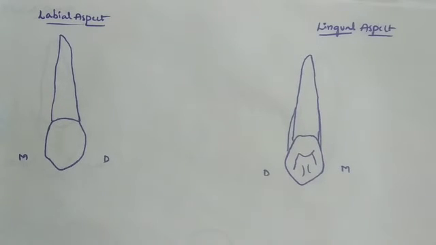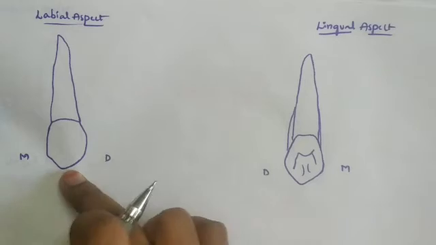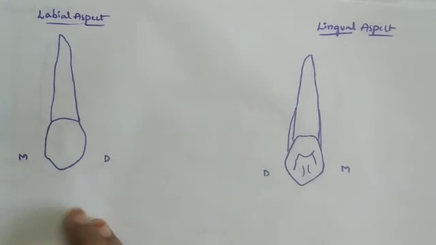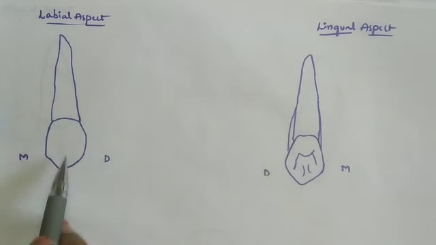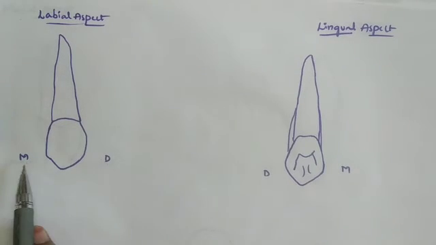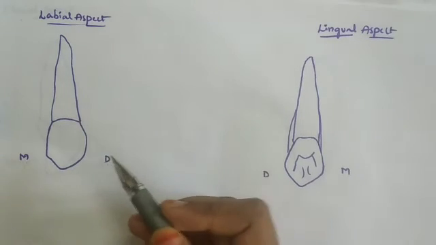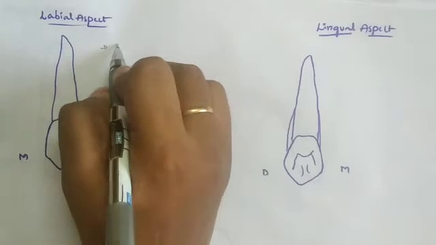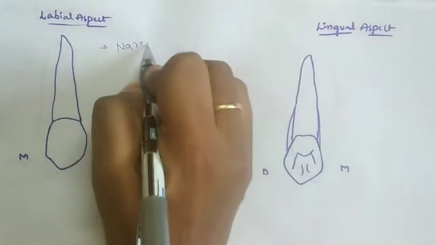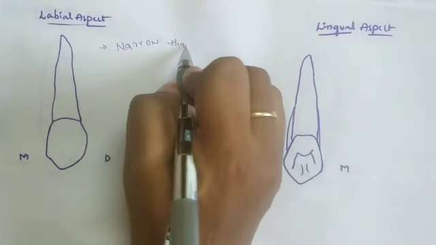Let's start. This is the labial aspect of the canine. This is the left canine I have drawn. So this is the labial aspect which you are seeing, and this is the distal aspect. Here is the mesial aspect. Imagine the tooth as your own left canine so that it is easy. In this labial aspect, this tooth looks narrower than the central incisor.